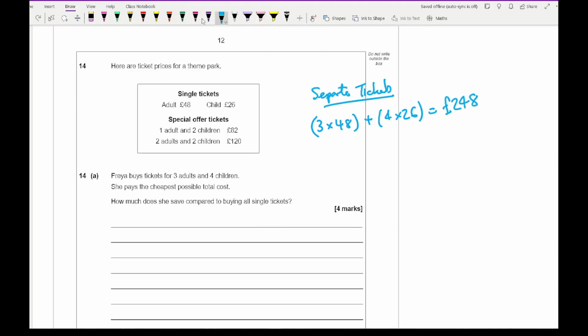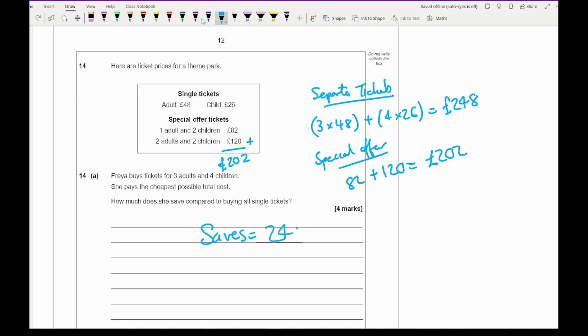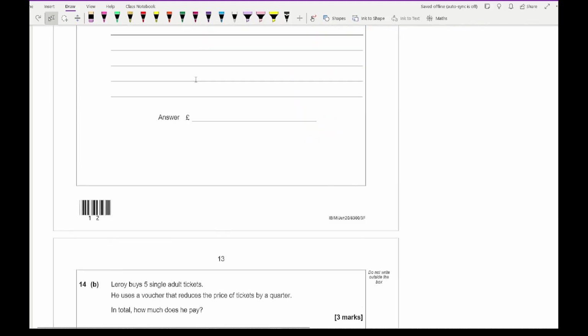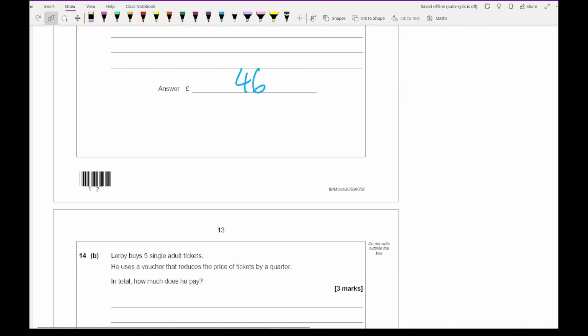Now in terms of the prices of tickets, well, 3 adults and 2 children, all I need to do is simply add those two amounts up, which I'm going to get £202. So in terms of the special offer, it's going to be 82 plus 120, which is £202. So how much does she save? Well, she saves 248 minus 202, which is going to be £46. Just stick a 46 there.